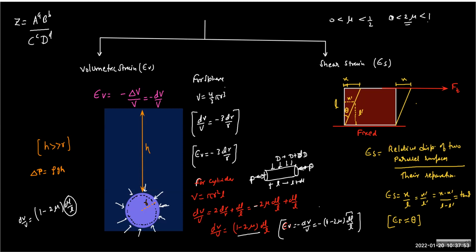So this is the way we define the shear strain: the relative displacement between any two surfaces which you choose upon their separation. We generally choose the surfaces whose displacements are known to us, and we divide by their separation, and we get the shear strain. Is this clear? Yes, sir. Clear.